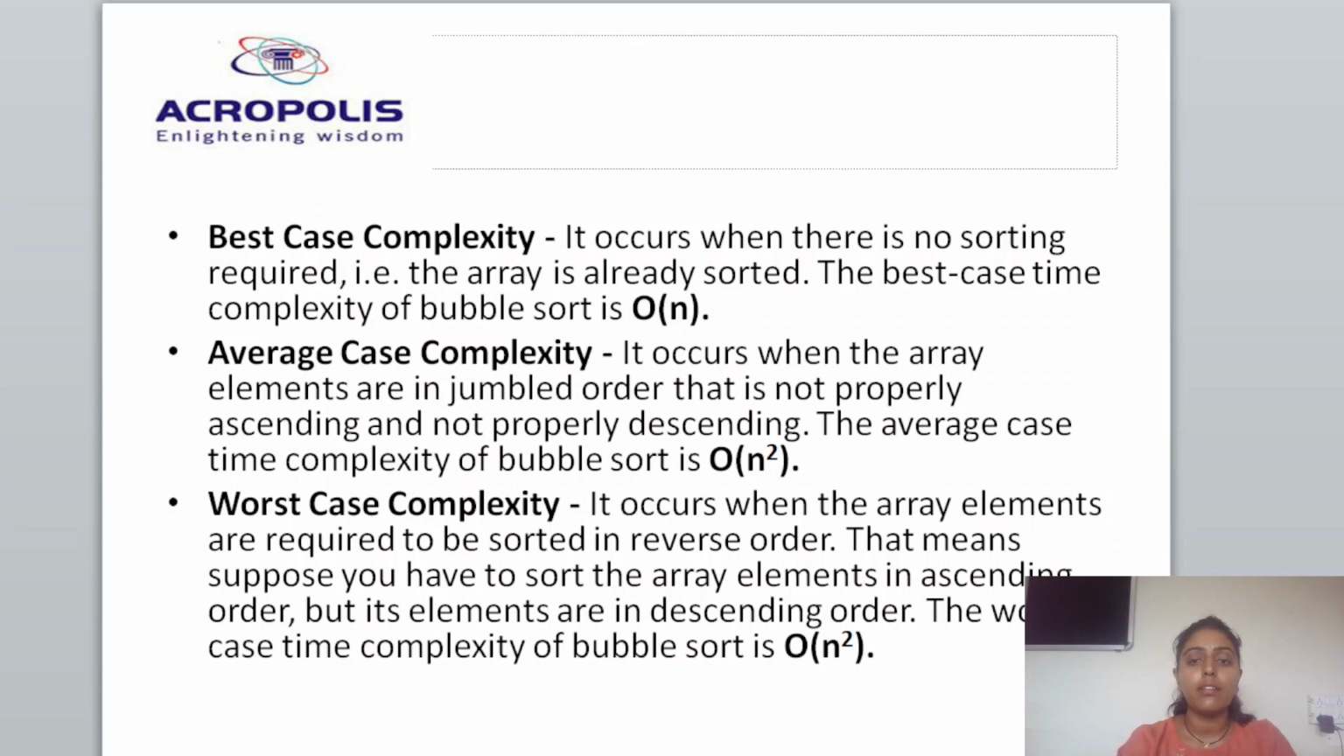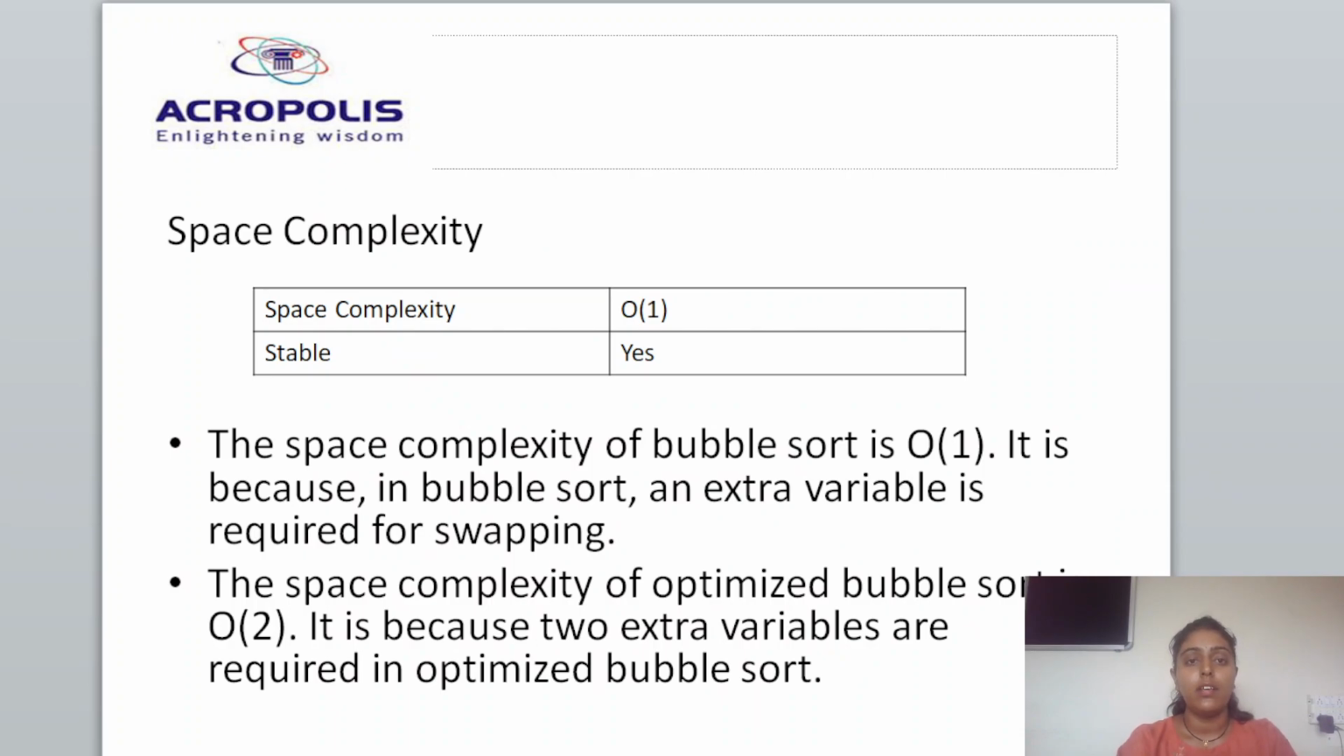Now we have to discuss space complexity. The space complexity of bubble sort is O(1). Is it stable? Yes, it is stable. The space complexity is O(1) because in bubble sort an extra variable is required for swapping. The space complexity of optimized bubble sort is O(2), because two extra variables are required in optimized bubble sort.